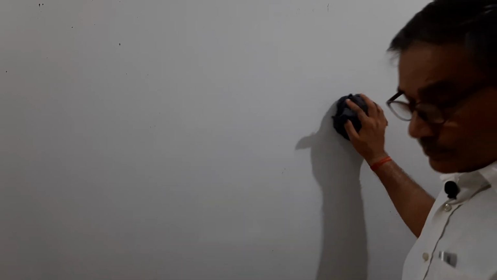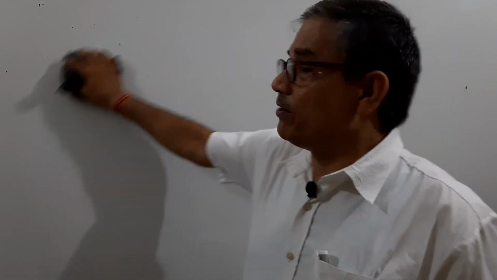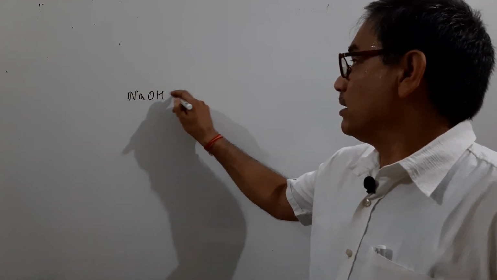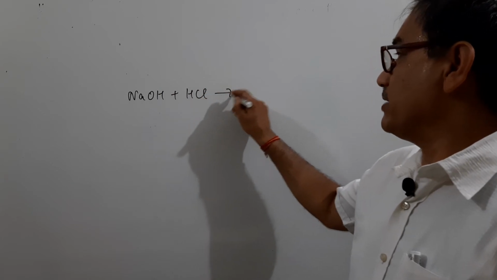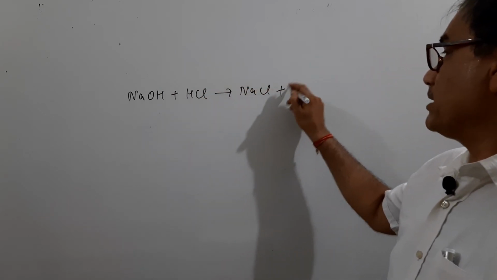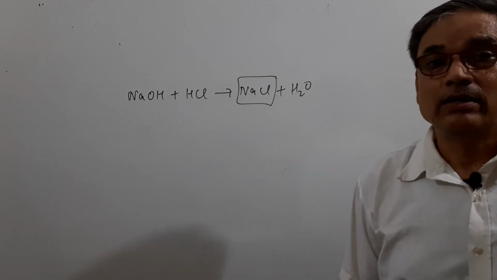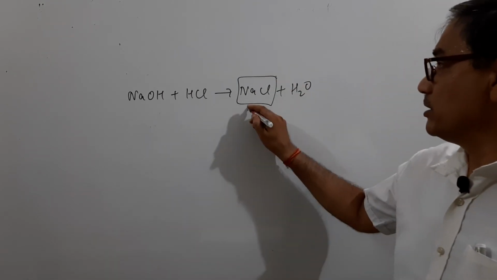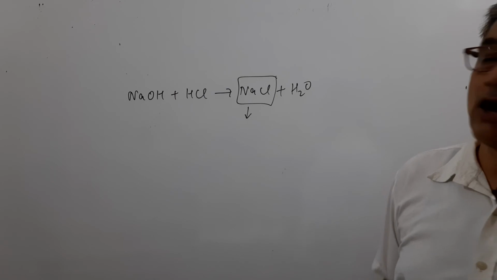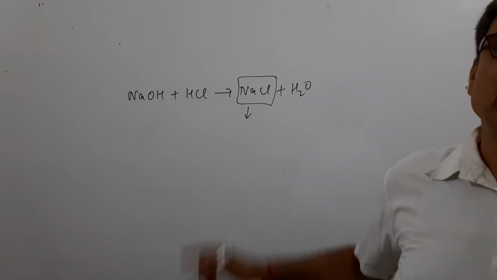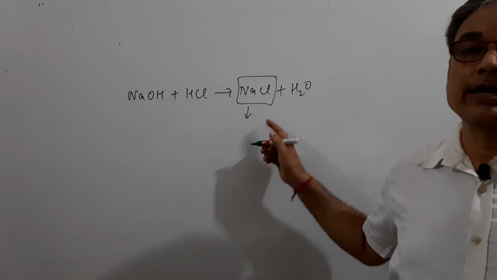And now we already know the salt is formed when NaOH plus HCl gives NaCl plus H2O. This is the common salt we generally take with our foods. This is sodium chloride. And how is it formed? When sodium hydroxide reacts with hydrogen chloride, it forms sodium chloride and water.